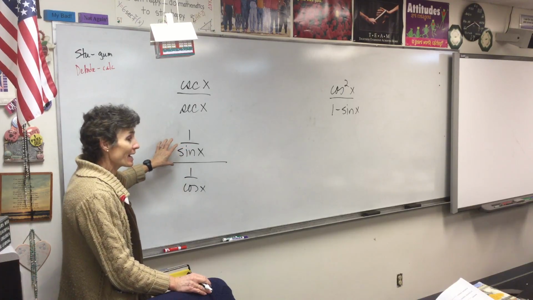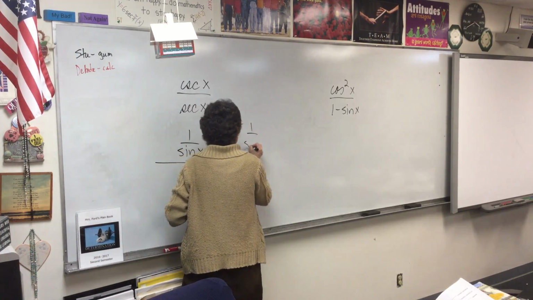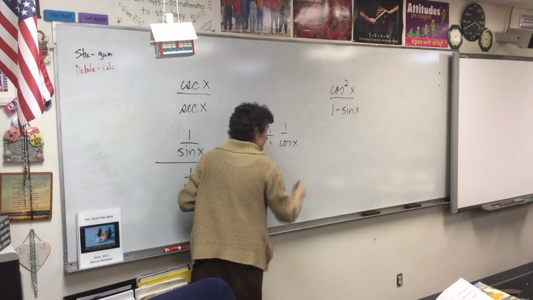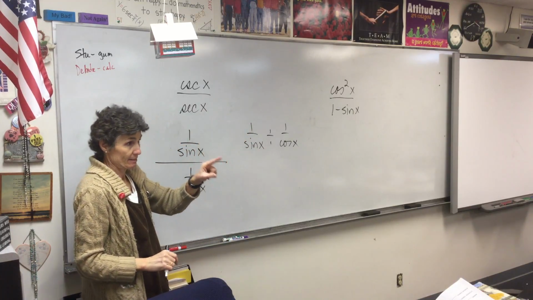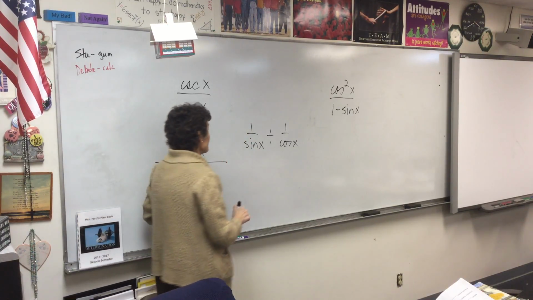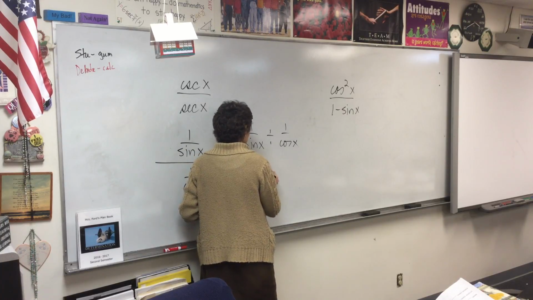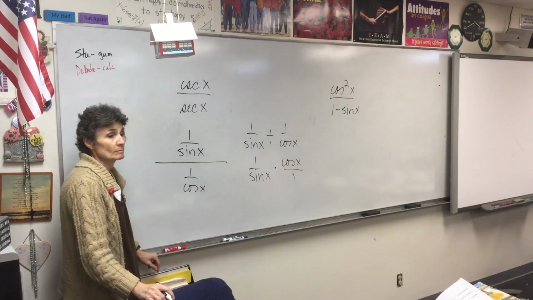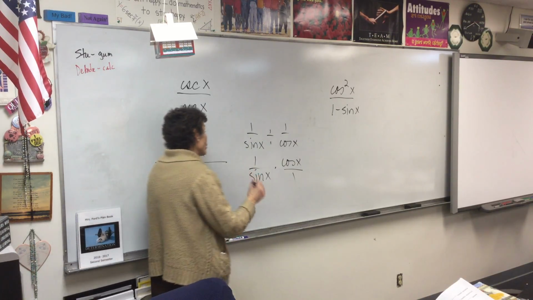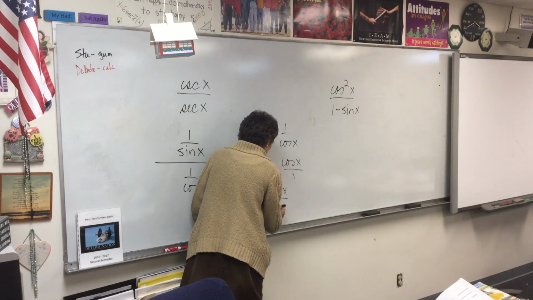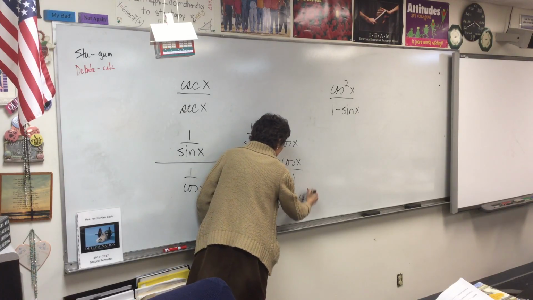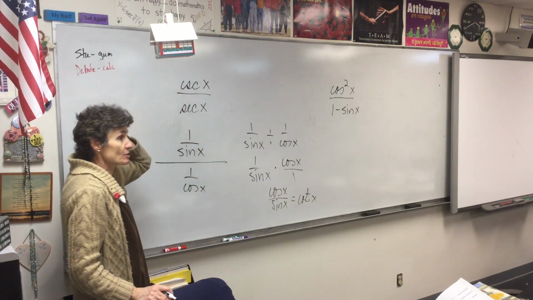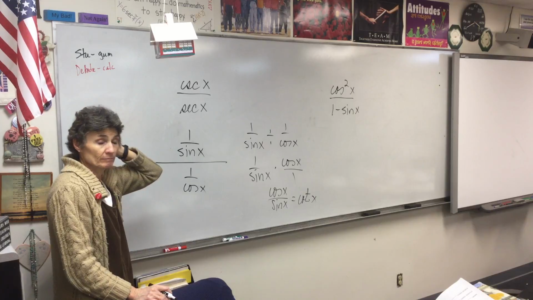Now, when I divide, I have a fraction divided by another fraction. You flip the second one first. So it's 1 over sine times cosine over 1, which is cosine over sine, which is cotangent. So that reduces to cotangent.